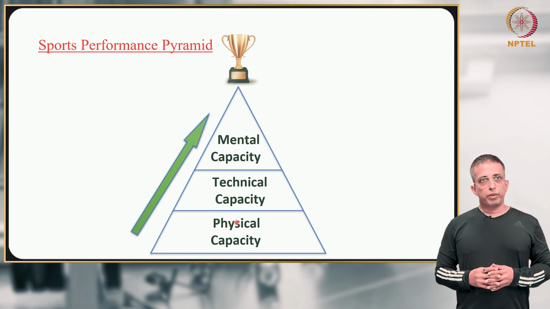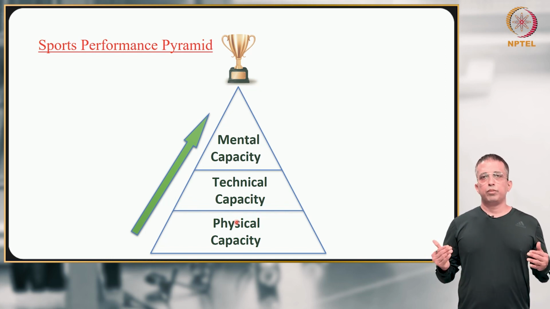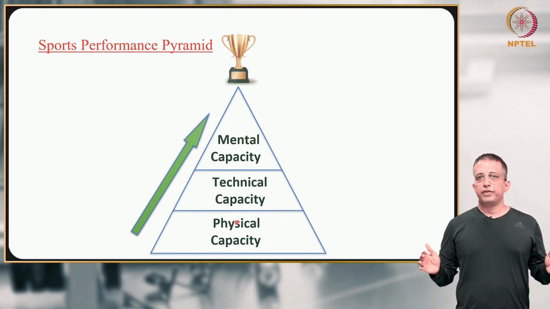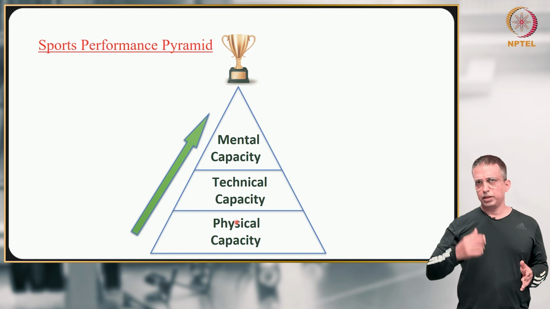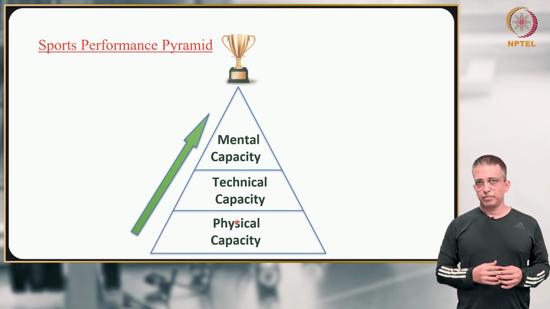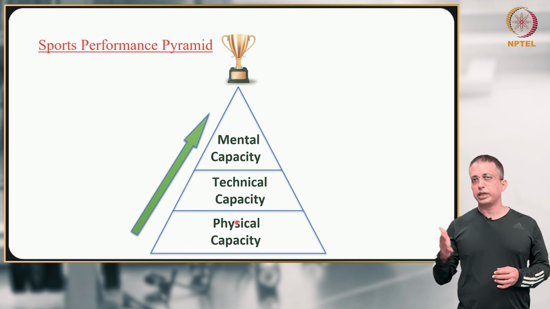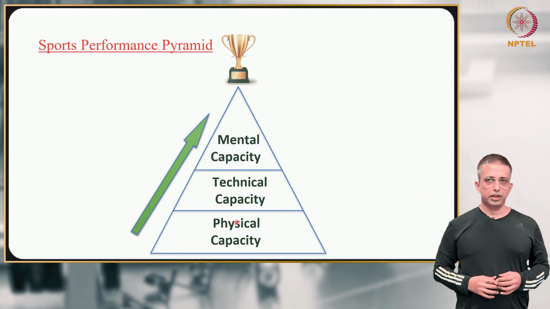And one might say then, okay, why is physical at the bottom? Why is it at the base? Because if that breaks, it affects the rest. So I'll give you an example. Let's say there's a player who's got an injury, or as they get older, they retire. Why is it that players retire?